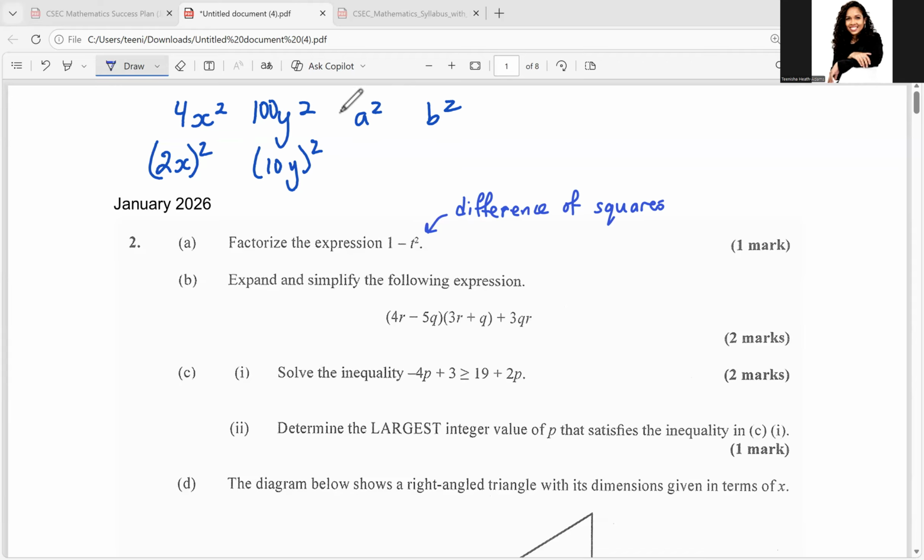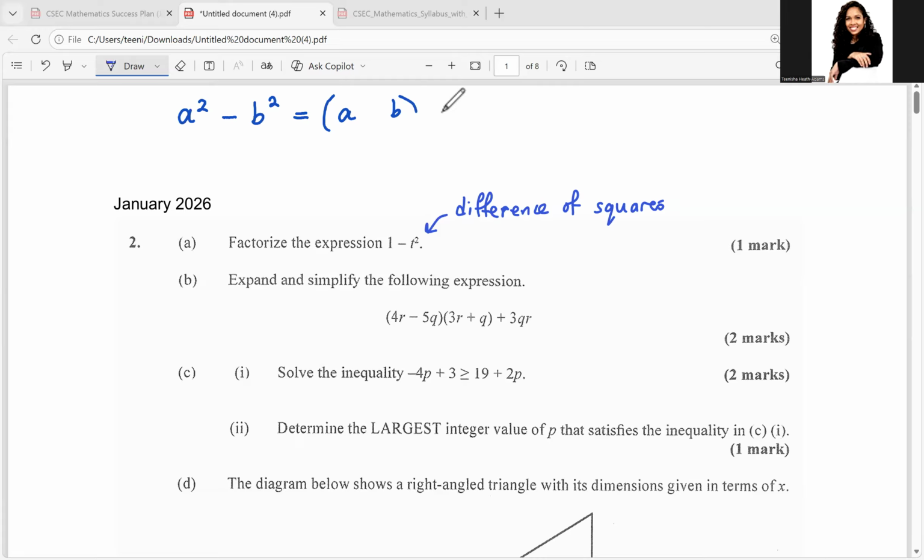So you have to be able to recognize when you see a difference of squares, which is simply, let's say you have a squared, that's a square term, minus b squared. They are two square terms. So we call this a difference of squares. And to factorize a difference of squares, you simply take the square roots of each of them, you put them in brackets, and you interchange the signs. So the factorization of a squared minus b squared will be a plus b times a minus b.